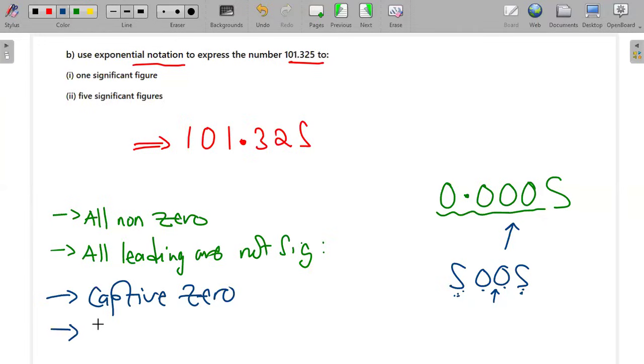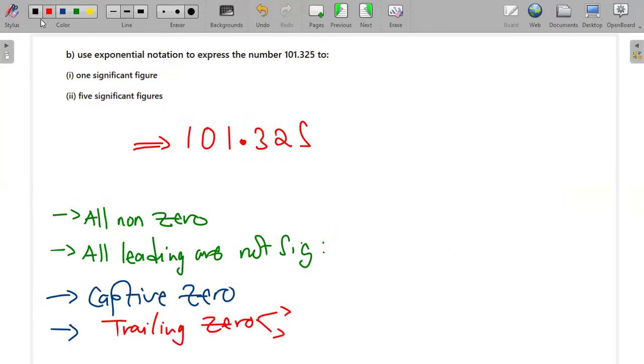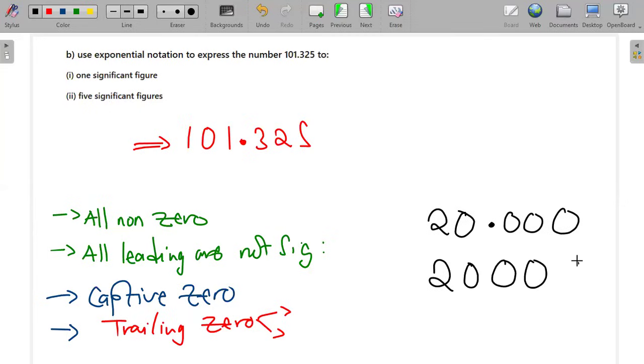And then the other rule is about the trailing zeros. This is where most of the students get it wrong. Trailing zeros are in 2 parts. So I'll write 2 numbers here. 2.0000, and then I'll just write 20000. Okay, so I've written 2 numbers there. You can see one has a decimal point, and the other one does not.